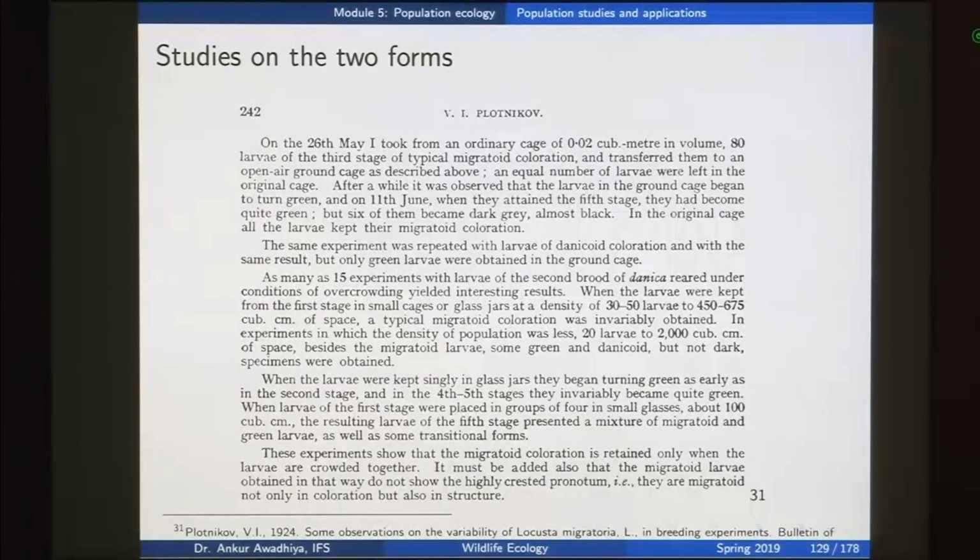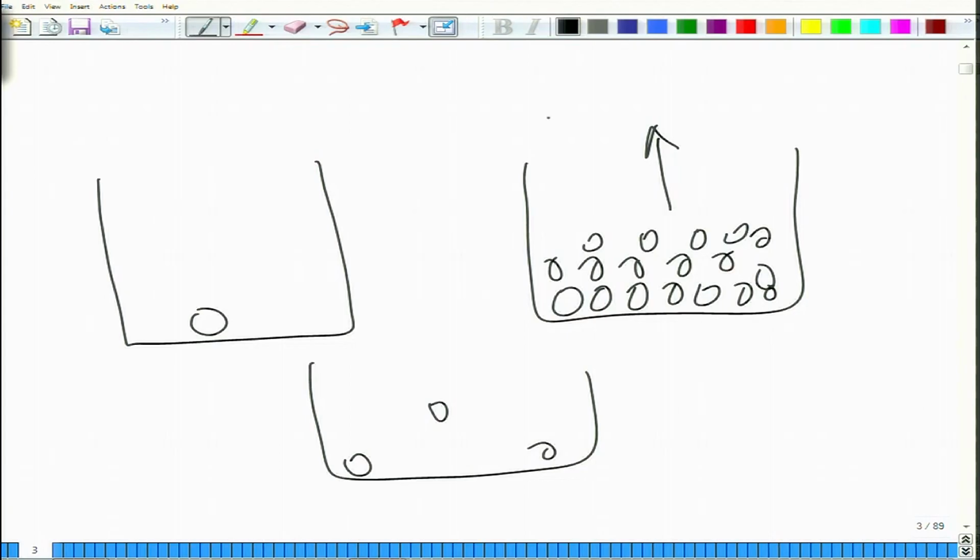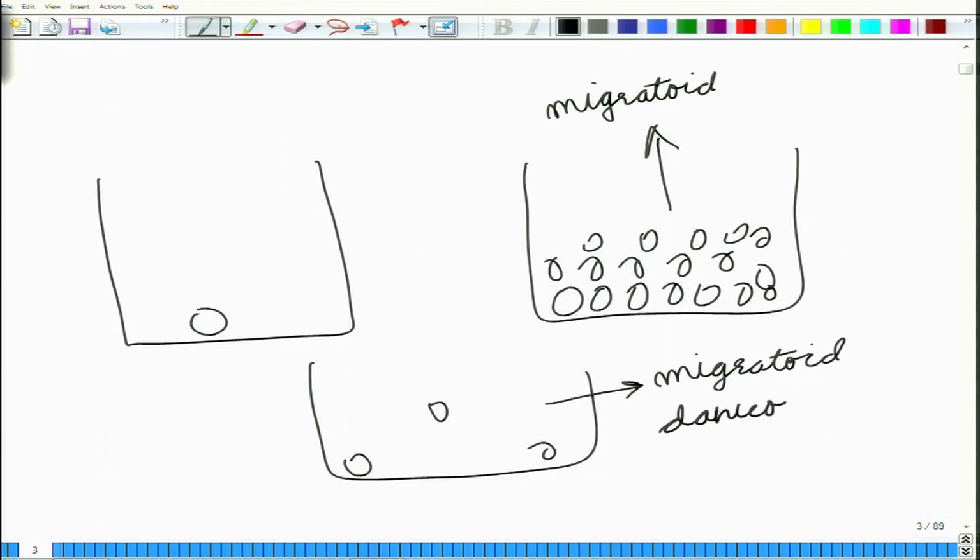In experiments in which the density of the population was less, 20 larvae to 2000 cubic centimeter of space, besides the migratoid larvae, some green and danicoid but not dark specimens were obtained. So, essentially if you are keeping these larvae at a very high concentration, you are typically getting the migratoid variety, and in these cases you are getting some that are migratoid, some that are danicoid, and some that are green colored larvae.